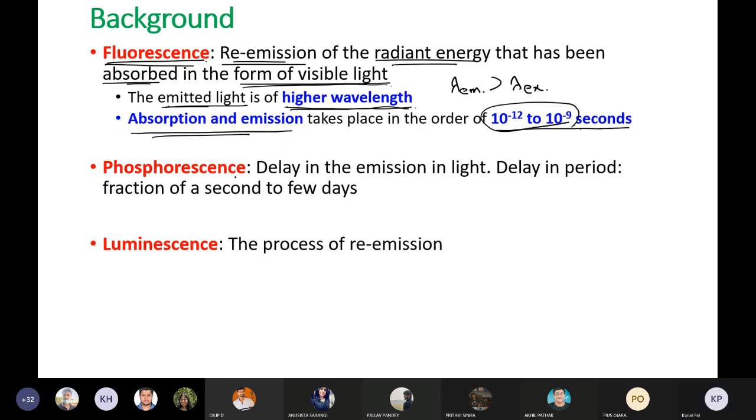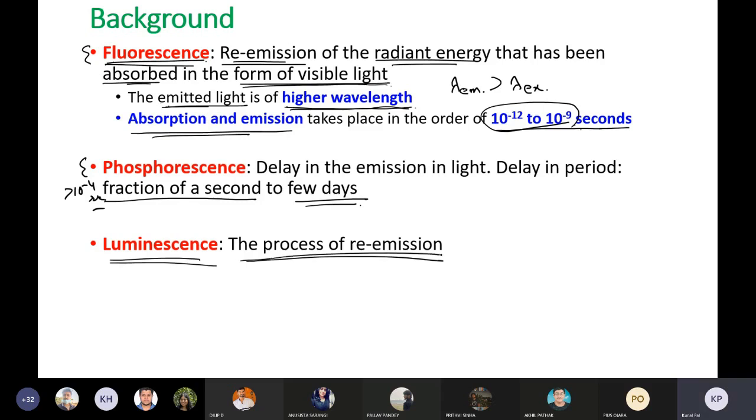In phosphorescence, there is a delay in the emission of light, and the delay period is a fraction of a second. As I told you, it is greater than 10 to the power minus 4 second to a few days. Now there is a terminology, luminescence, which is basically a combination of fluorescence and phosphorescence. Combinedly, they are regarded as luminescence, and it is usually called the process of re-emission.